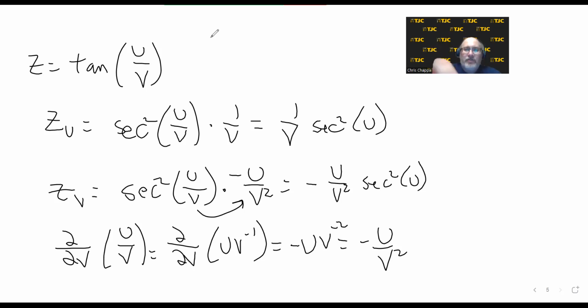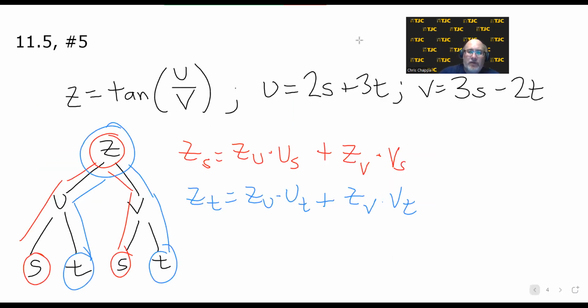Let's highlight those derivatives, shall we? Partial derivative of z with respect to u is 1 over v secant squared u. Partial derivative of z with respect to v is negative u over v squared secant squared u. But that's just these pieces.